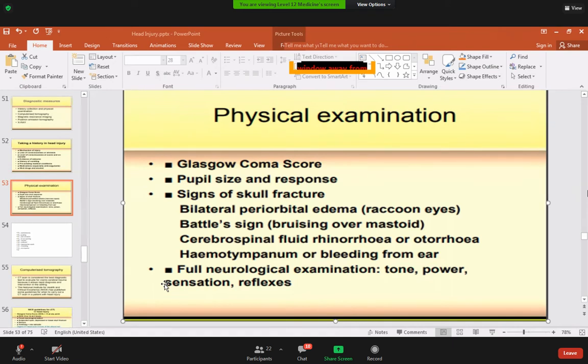And then for motor deficit, do the full neurological examination. Check the tone, check the power, check the sensations, and check the reflexes. So you have to do a complete physical and neurological examination of the patient also. Now, your history and examination of that patient can lead you towards some specific problem or deficit, and then you can order a CT scan of the patient.